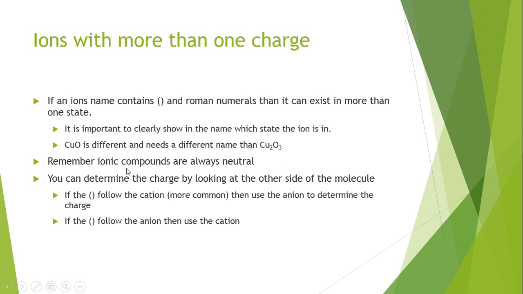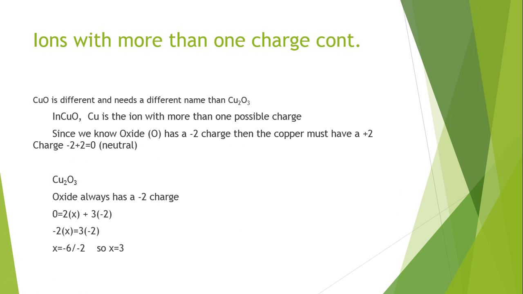Remember, again, ionic compounds are always neutral. Feels like I've said that before. So you can determine the charge by looking at the other side of the molecule. So if we know that the cation would be the first one, the positive ion, if it has parentheses after it, then we can use the anion to determine the charge. If it's the other way around, we do it the other way around. Duh. So let's go into that on the next slide.